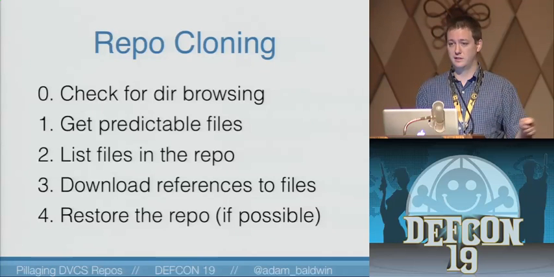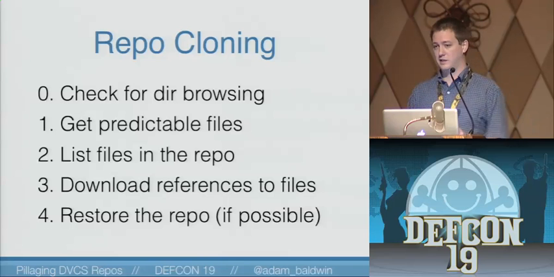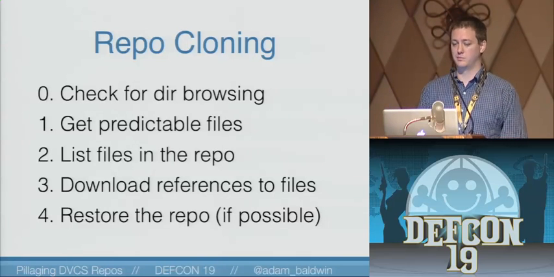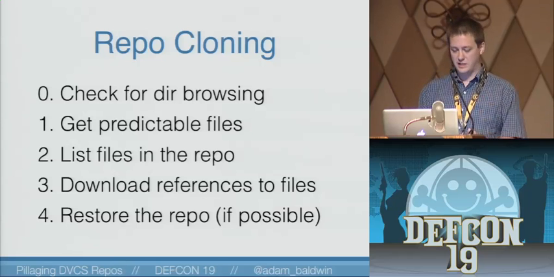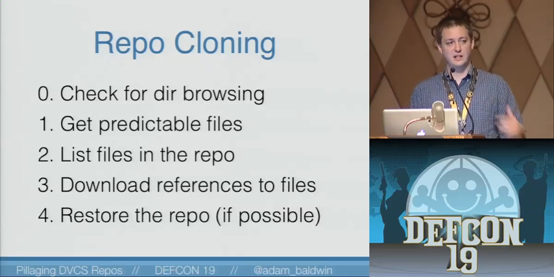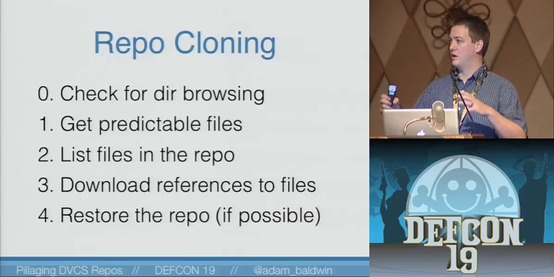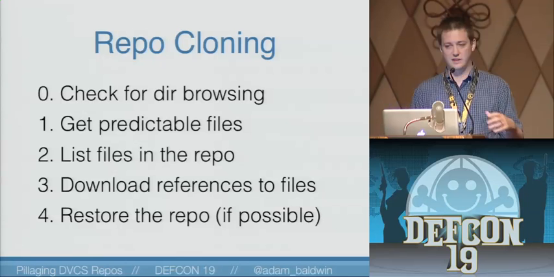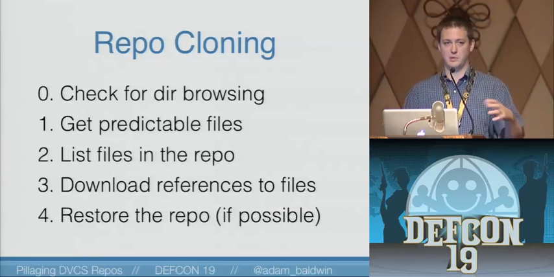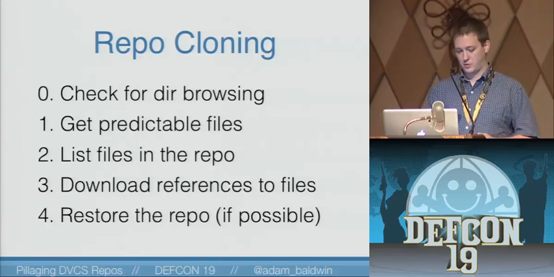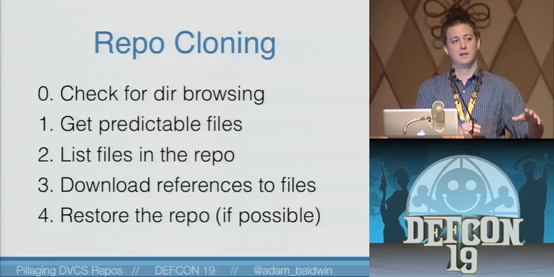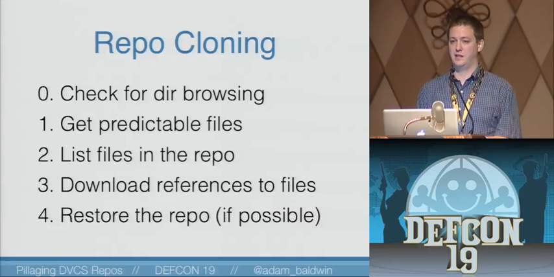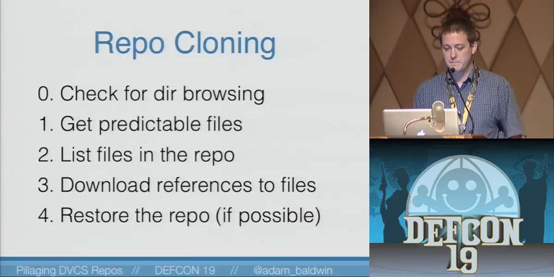Once you've identified the repo, whether it's a Git, Mercurial, or Bazaar repository, you need to clone that repository. And you can't simply run git clone on that URL. So here's the process that we came up with to actually extract data from the repositories. The first thing you need to do is check for directory browsing. If directory browsing is enabled on the site, it's game over. You can simply wget the .git directory and then restore the repository with git reset --hard, and then you've got your contents.